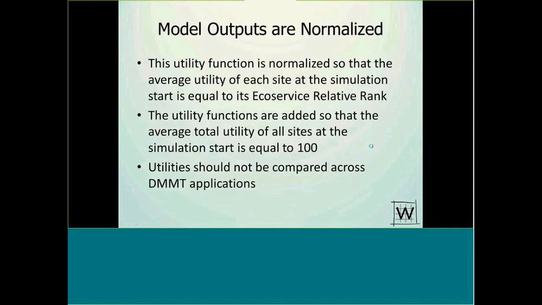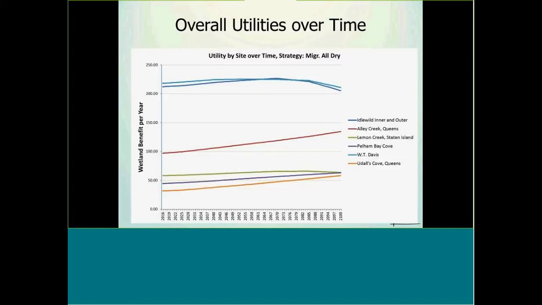And so this gets to the point I was saying, that ultimately all of these relative benefits are normalized so that the average utility of each site at the simulation start, given no action, is equal to its ecosystem relative rank. What that basically means is the average total utility of all the sites is going to be equal to 100. It also means that because these are all relative calculations, one parcel versus another, you shouldn't compare these utilities across DMMT applications, but you're really comparing the parcels that are within the tool at one time.